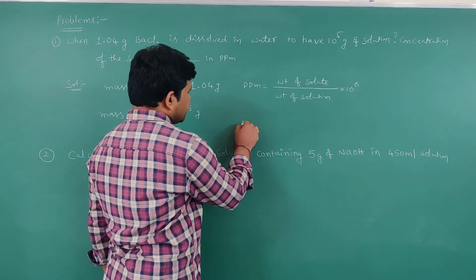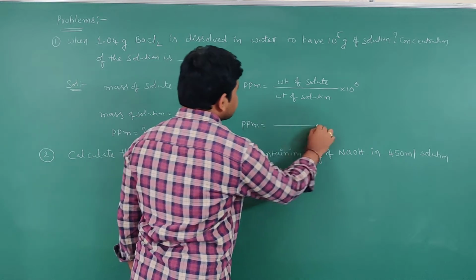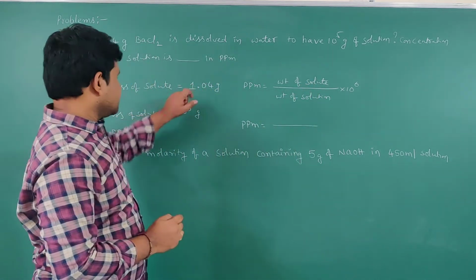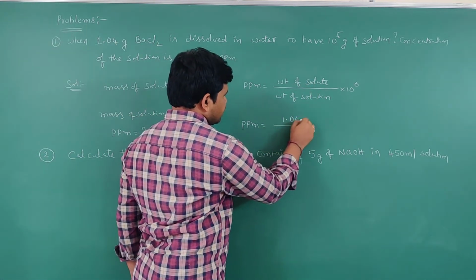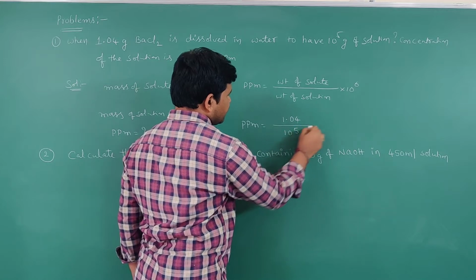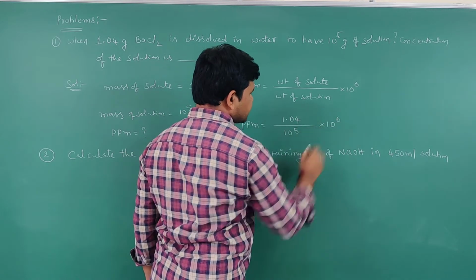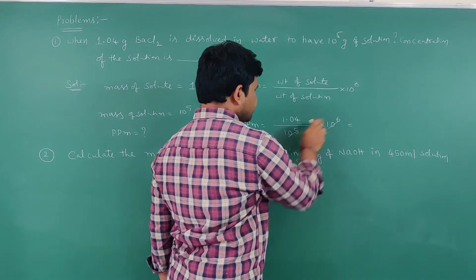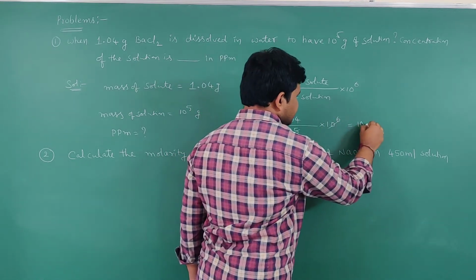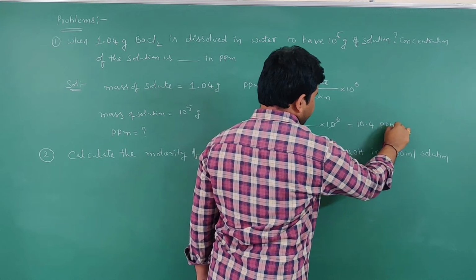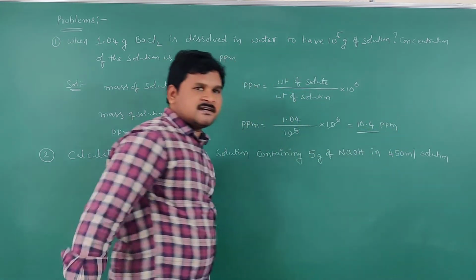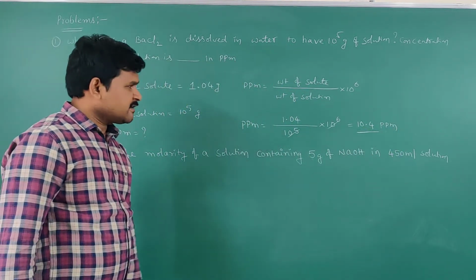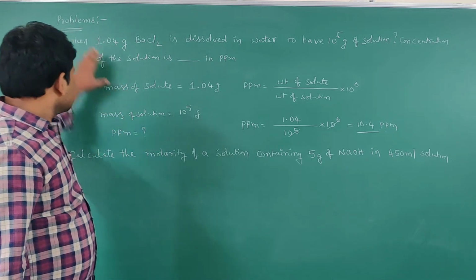Clear? Then substitute the values in this formula. Weight of solute 1.04 divided by 10 power 5 into 10 power 6. So by simplifying this one, we will get 10 into 1.04, that means 10.4 ppm. So this is the answer, 10.4 ppm.